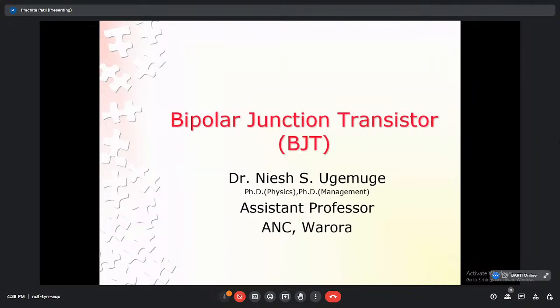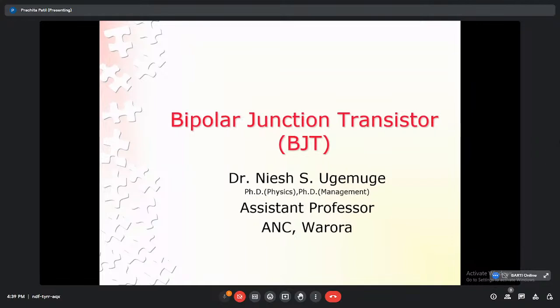and that is why the name is transfer of resistor. There are two major categories of transistor. One is the unipolar junction transistor, another is the bipolar junction transistor. Here we are going to focus on the bipolar junction transistor in today's session. In the case of the bipolar junction transistor, there are two types: one is the NPN transistor, another is the PNP transistor.